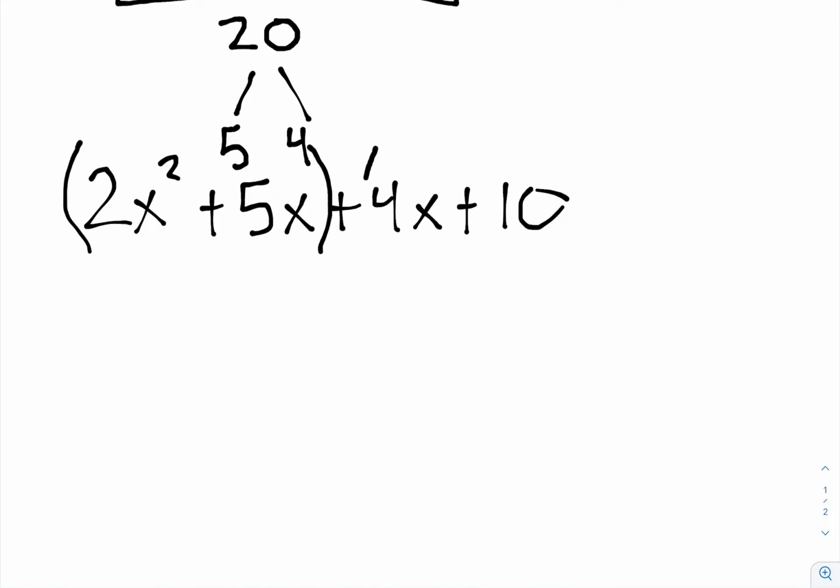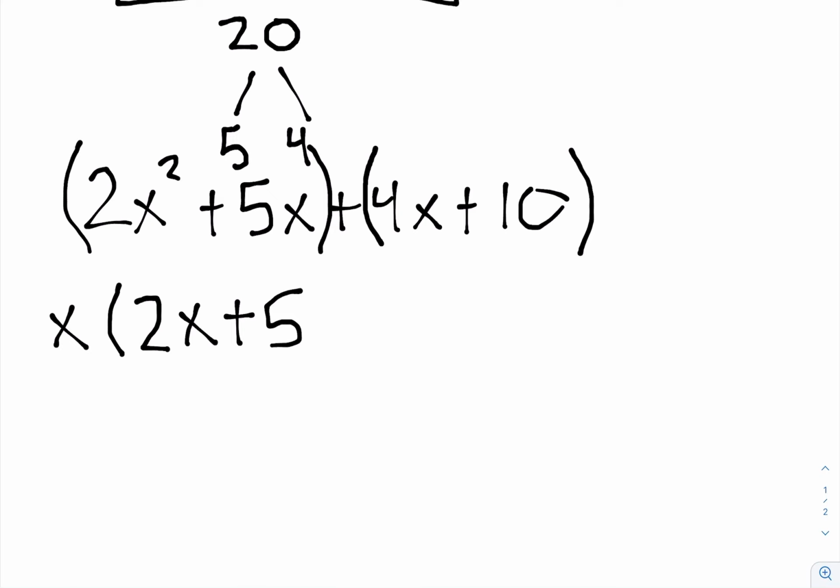Now it's called factoring by grouping, so we're going to group the first two terms together, and the second two terms together. So this is group 1 and this is group 2. Once you have those two terms grouped together, we take out their greatest common factor. What's the greatest common factor of 2x squared and 5x? Well, it's just going to be x. So if we take out an x, we're left with 2x plus 5 inside.